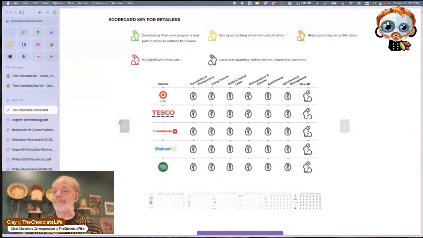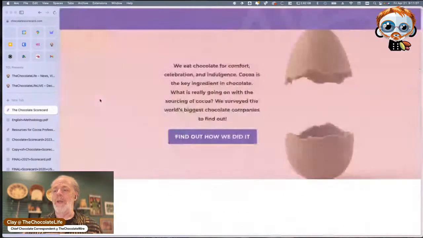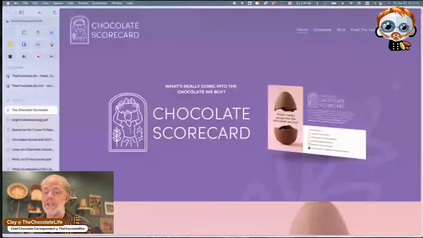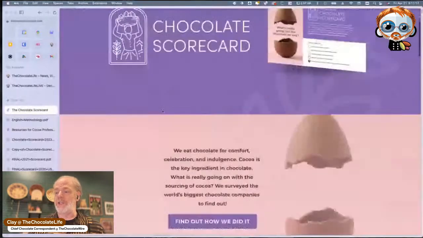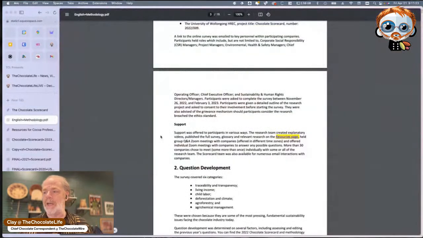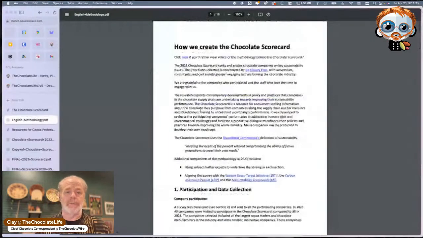Now, having gone through that, and we've run through this very quickly, there's a very important aspect of the way the scorecard is presented to people. And this is this link, find out how we did it, right? If you click on this link, you'll find that it goes to a document which lists the methodology. So, how we create the chocolate scorecard.